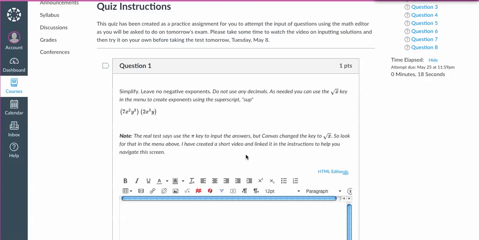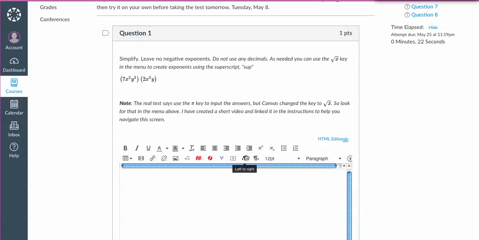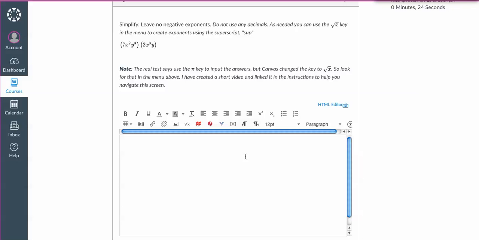The questions from your practice test are examples of the questions on your test where you're going to have to use the math editor. This problem is number 14, and there's a whole bunch like this. This is what you're going to have to do. We need to answer what 7x squared y cubed multiplied by 2x cubed y is equal to.